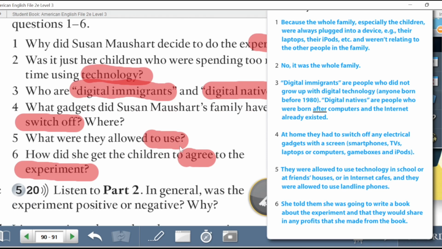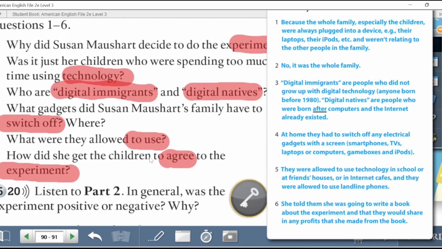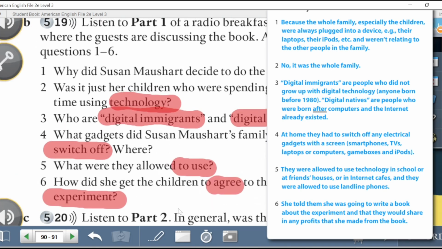Number 5, what were they allowed to use? They were allowed to use technology at school or at friends' houses or in internet cafes. And they were allowed to use landline phones.